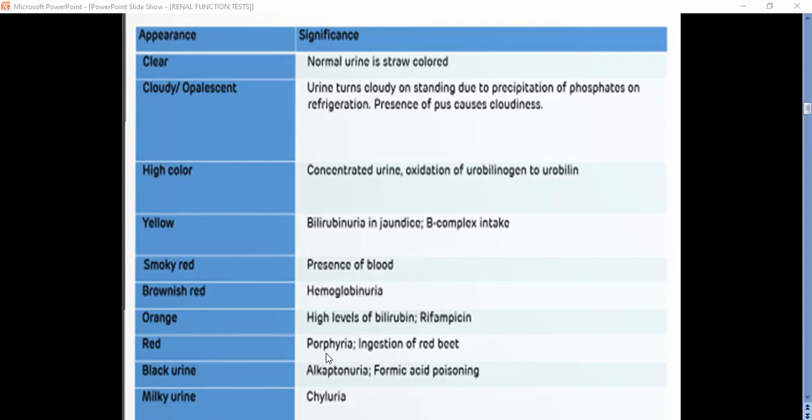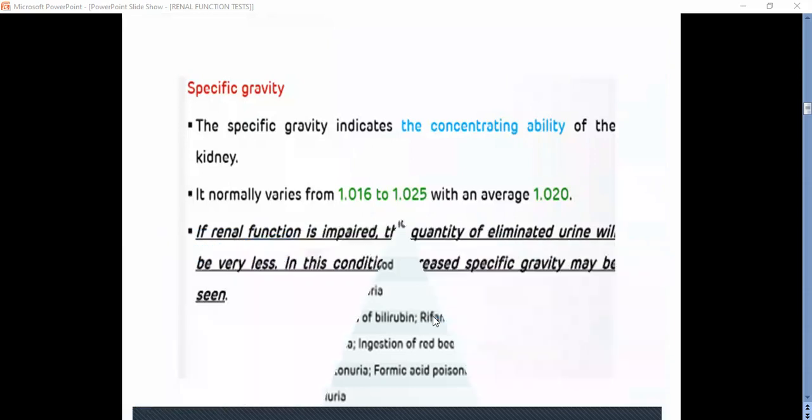A red condition can be due to porphyria or ingestion of red beet. By taking the compounds in red beet, there is a red condition of the urine. Black urine indicates alkaptonuria, which is an inborn error of metabolism, or formic acid poisoning. And coming to the third one, specific gravity.